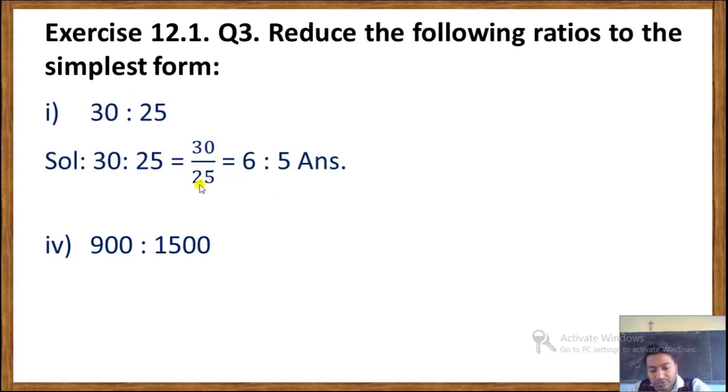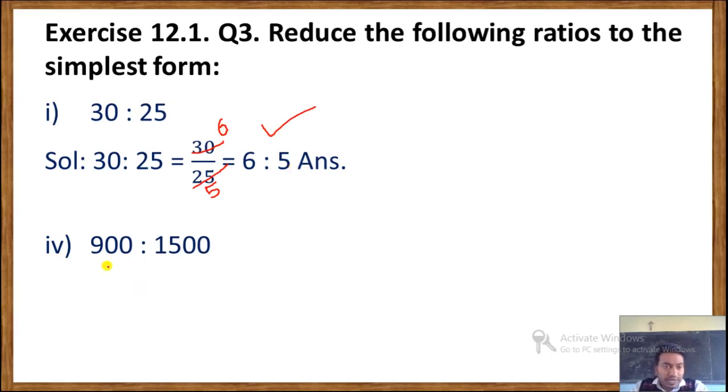Okay, now reduce the terms. So this will go by 5: 5 sixes are 30 and 5 fives are 25. Now we cannot divide by any number, so this will be the answer, 6 ratio 5. This is the simplest form. Understood? So this is how we have to solve this question.